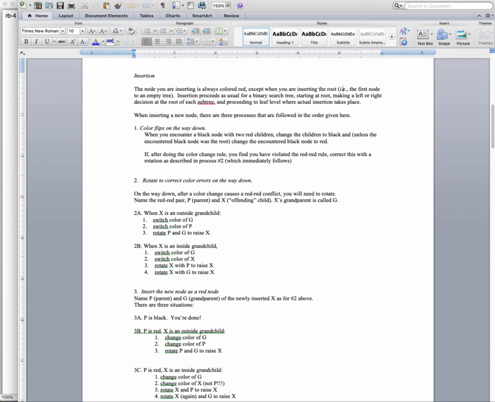So it says over here that if you make these color flips, you may have violated the red-red rule. What the red-red rule means is that you now have a node that is red and its parent is red, and that's a violation. So what we have to do here, after making these color changes, is go into these complicated rules with rotations. And I want to explain how the rotations work.